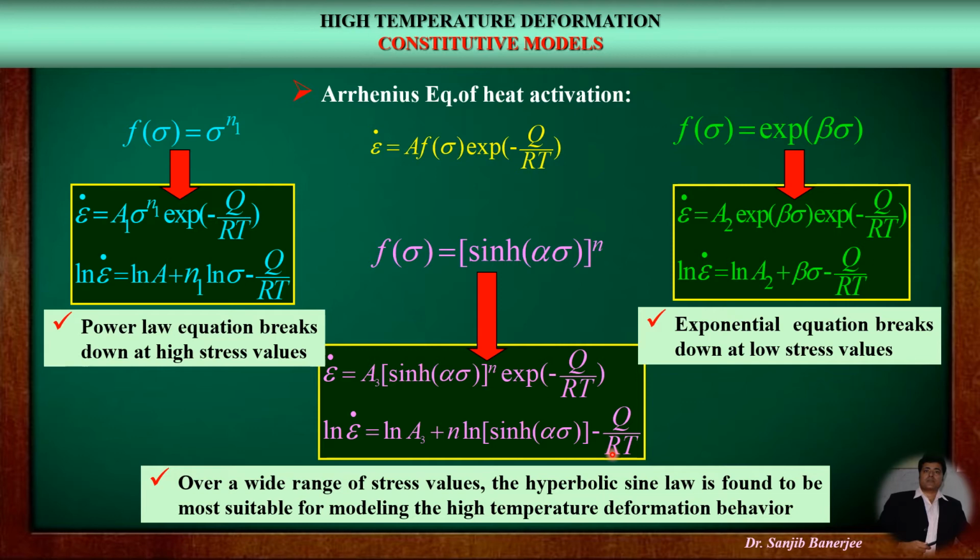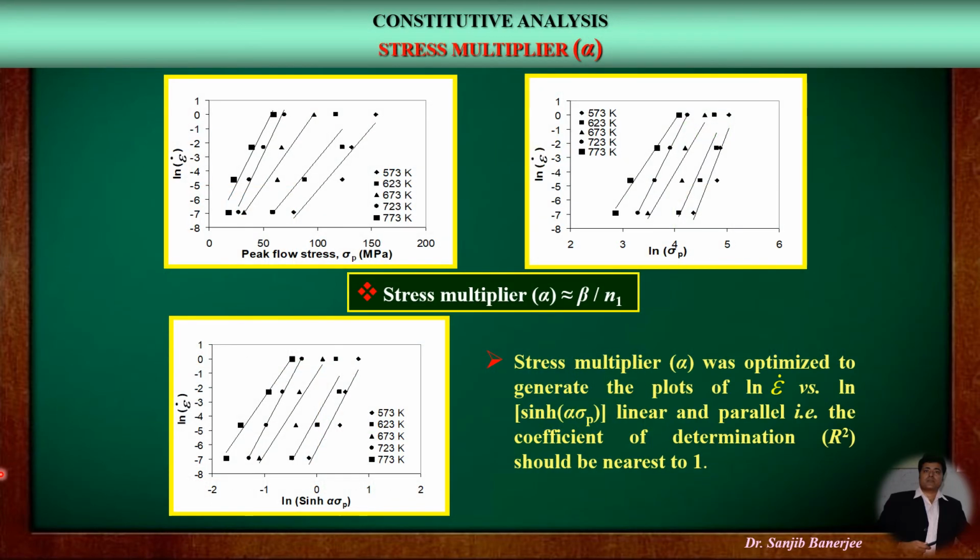The advantage of this particular constitutive model, or this particular function of sigma, is that over a wide range of stress values, this hyperbolic sine law is found to be most suitable for modeling the high temperature deformation behavior. And this is the reason why this particular constitutive model is generally and commonly used. At this point, it is pertinent to mention that for each flow curve, in place of the flow stress, we are actually considering the peak flow stress or sigma p values.